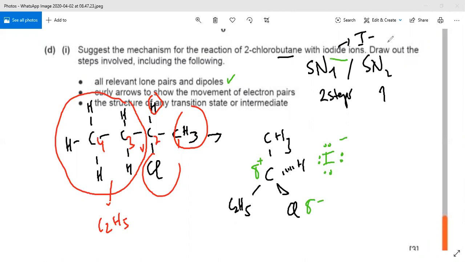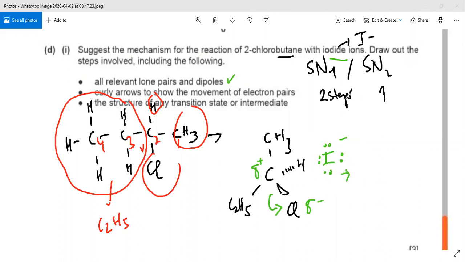Iodine is located in group 17. Whenever it turns to -ide, it means iodine gains 1 electron to give iodide. So I will have this structure, I minus. And then, of course, the curly arrow goes here to Cl because C is less electronegative than Cl. So you can also approach this one.